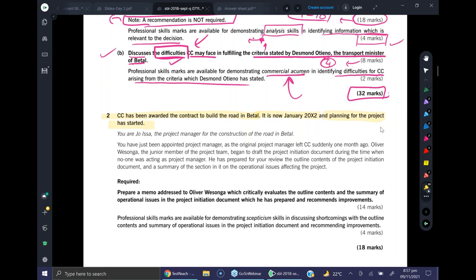Okay, guys. There's one thing which I missed at the beginning, but let me discuss requirement 2 and then I will come to that. So requirement 2 is CC has been awarded the contract and the planning for the project has already started, and it says that you are Joe Isa, the project manager for the construction of Rolling Beetle.